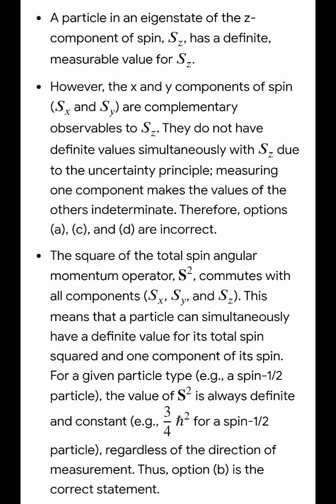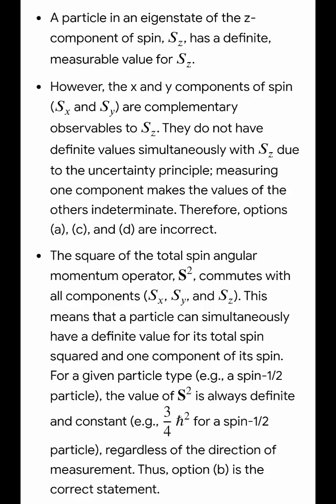Next question is, in a Stern-Gerlach experiment, the magnetic field is in the plus Z direction. A particle comes out of this experiment in the plus Z state. Which of the following statements is true? Here it is given that the magnetic field is in the plus Z direction and the particle comes out in the plus Z state. Therefore, the particle is in the eigenstate of the Z component of the spin, Sz. It has a definite measured value for Sz.